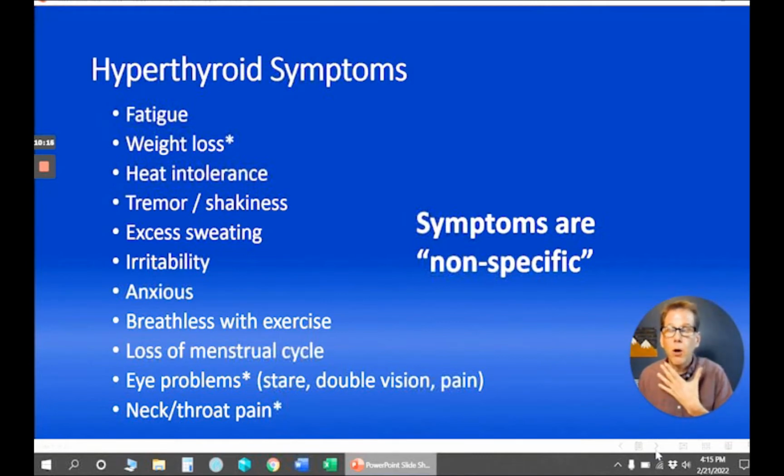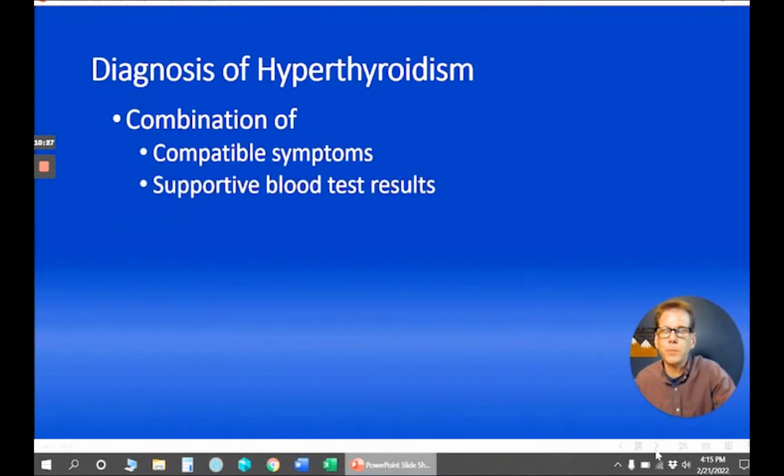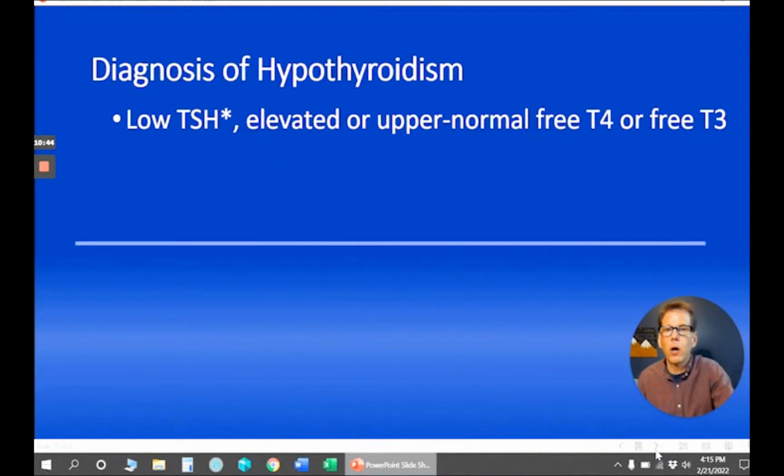And then there are some flavors, one flavor in particular, subacute thyroiditis. There are some flavors of thyroiditis that can be associated with pain on the outside of the neck around the thyroid area. And so the diagnosis of hyperthyroidism generally is made through a combination of compatible symptoms and supportive blood test results. So compatible symptoms, we test the blood and we find the blood supports that the thyroid hormone levels are too high.